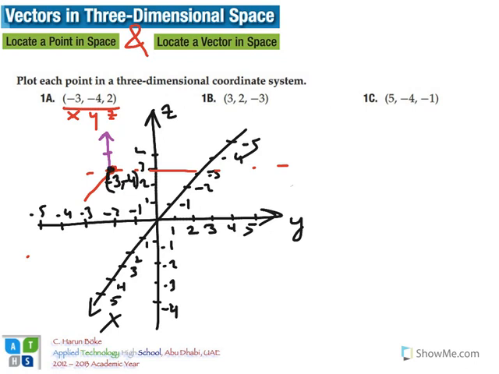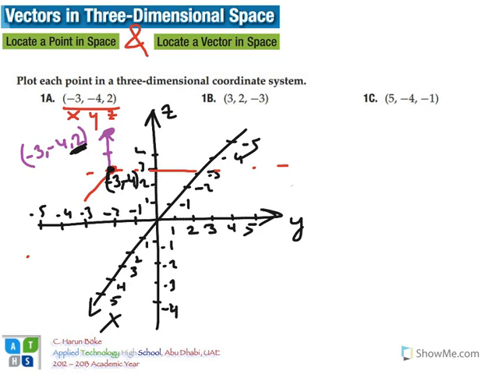This is my point as in two-dimensional space. Then I go up for 2 units to find my point minus 3, minus 4, 2. That's what I do. So first we are going to locate our points on the two-dimensional coordinate plane, x and y, and then we will go up or down accordingly. If we have a positive value of z, we will go up. If we have a negative value of z, we will go down. That's it.